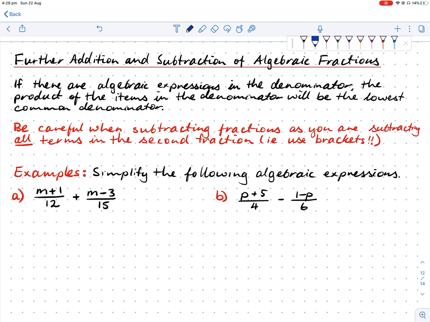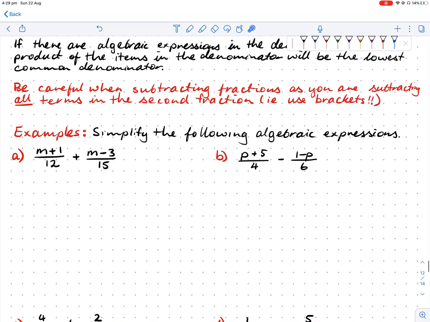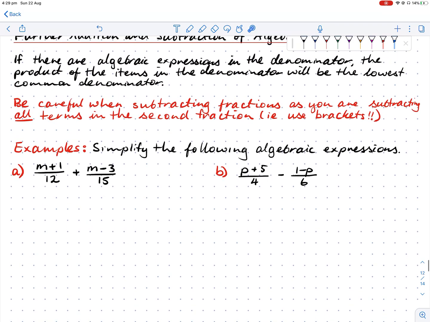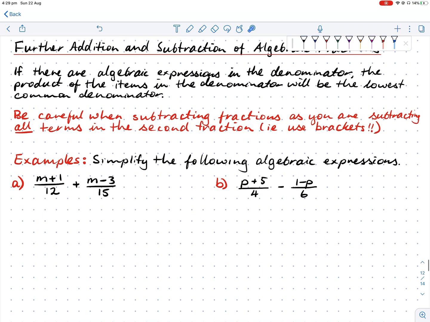Today we'll be looking at some further addition and subtraction of algebraic fractions. Some of these questions will get a little bit more complex, but the steps are still pretty much the same. For some of these questions, the denominators are still numbers, but we're also going to start moving on to questions where the denominators are algebraic expressions. In these cases, we need to be careful when working out our lowest common denominator.